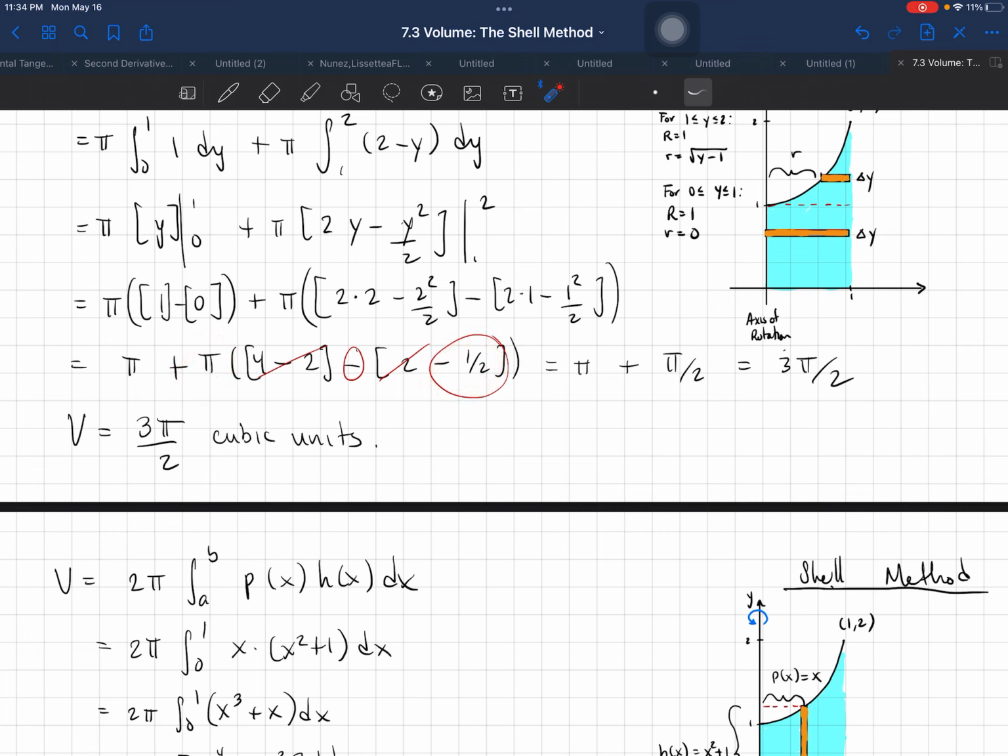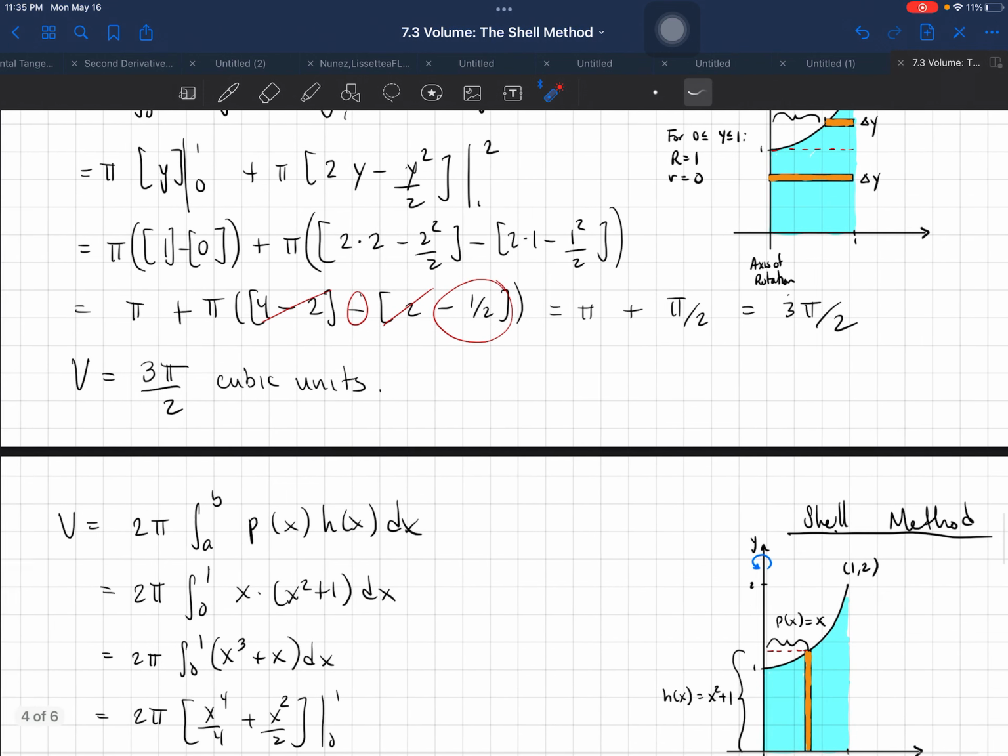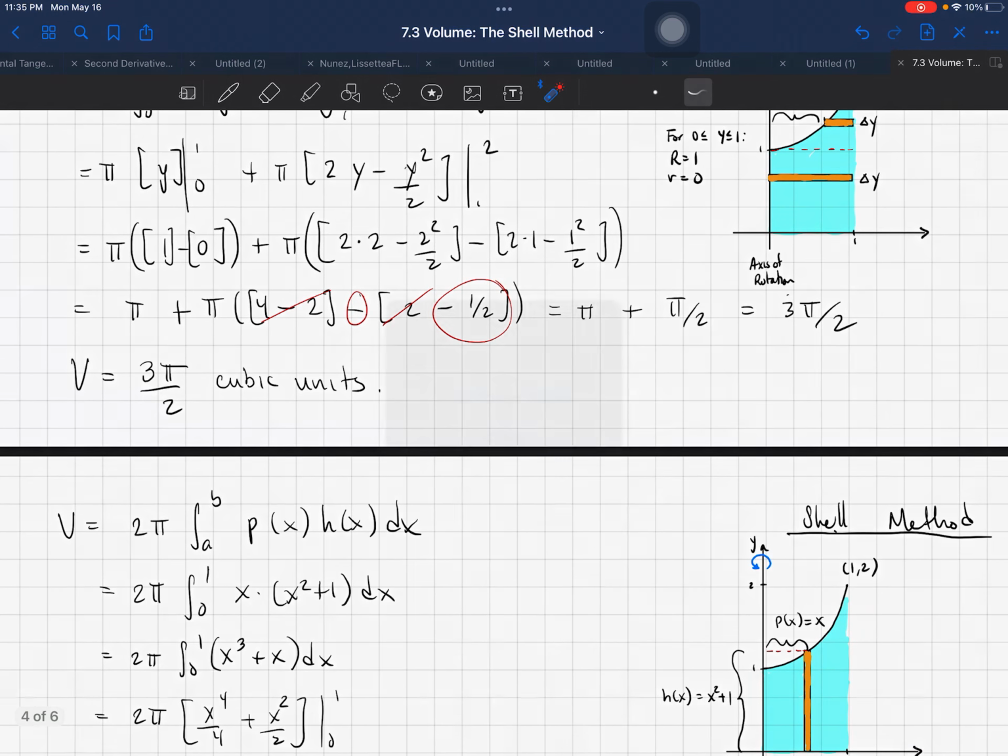If you want to take a second here, pause the video, and you can try that on your own. Verify that this looks good, or that you understand my steps. Pi plus pi over 2 is 3 pi over 2, which gives us a volume of 3 pi over 2 cubic units.